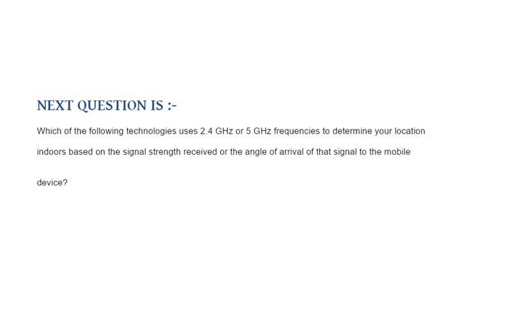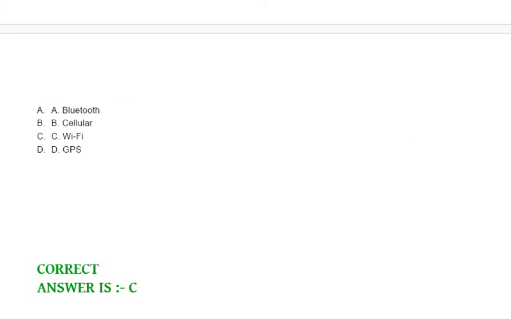Next question is, which of the following technologies uses 2.4 GHz or 5 GHz frequencies to determine your location indoors based on the signal length received or the angle of arrival of that signal to the mobile device? Option A, Bluetooth. Option B, Cellular. Option C, Wi-Fi. Option D, GPS. Correct answer is option C.